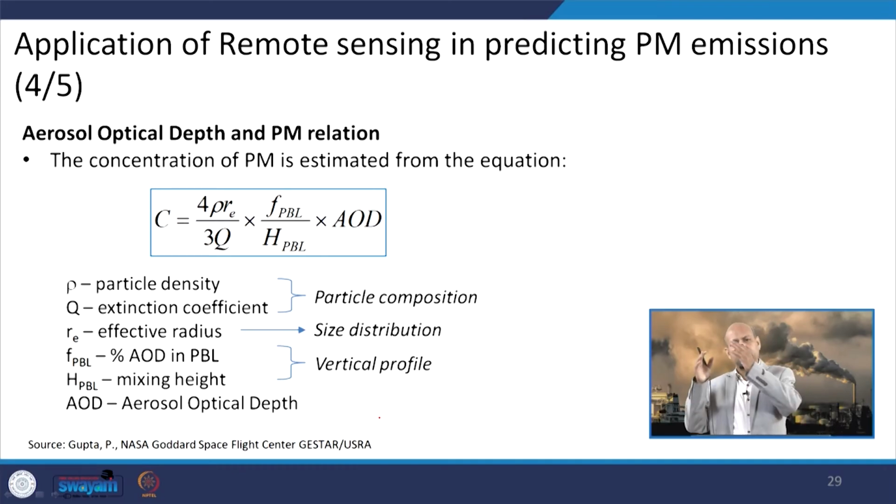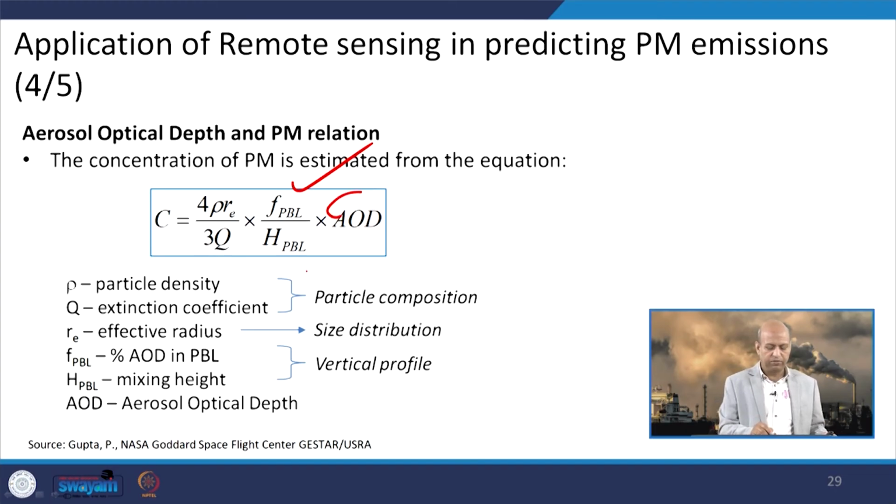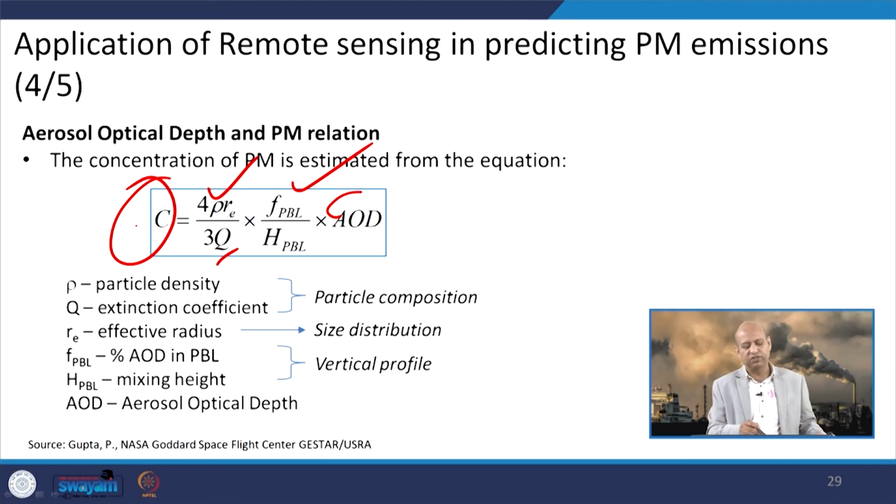Then there are certain light related values. So how to convert it into concentration of particulate matter? This is the relationship, an empirical relationship which is used for estimating the concentration of particulate matter from the AOD which we have measured. The AOD is multiplied by FPBL and HPBL. This is nothing but the percentage of AOD in the planetary boundary layer and the mixing height, and we also have the particle density and the effective radius of the particles, and this extinction coefficient Q. Then the concentration can be calculated by this relationship.